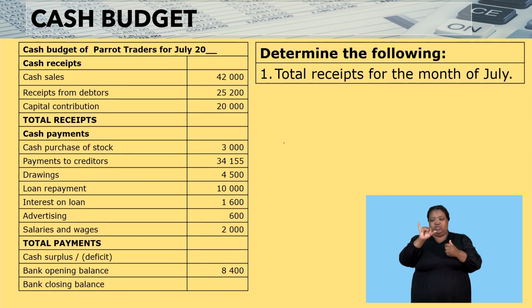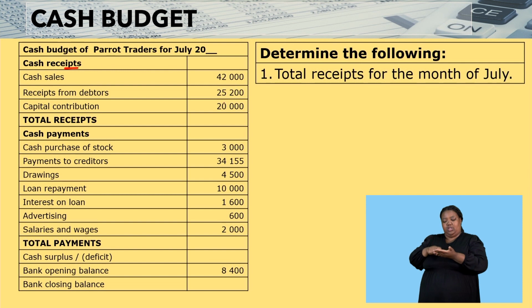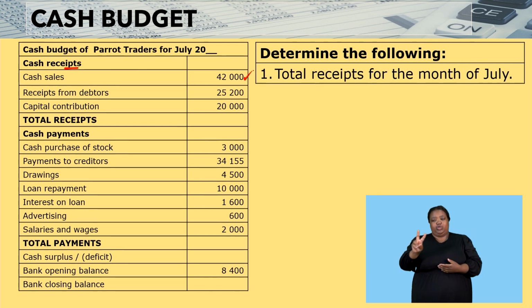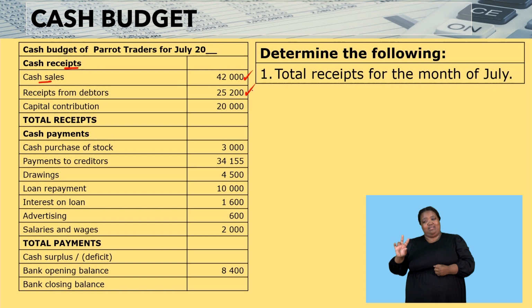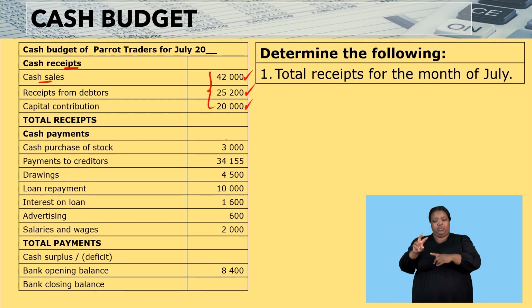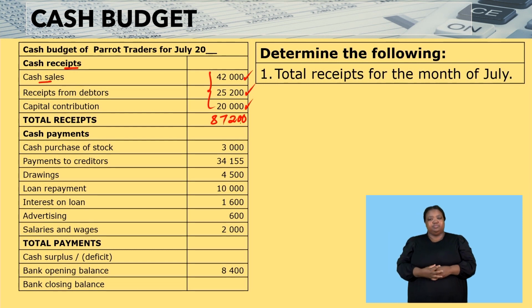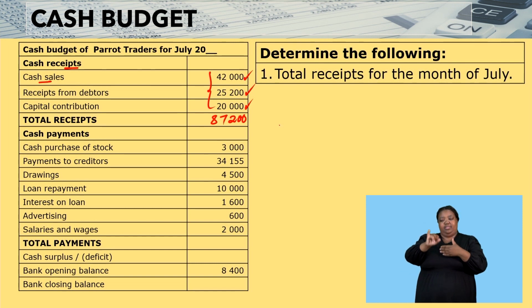To get the total receipts for the month of July, we'll come to our cash receipts here. Make sure you have your calculator close to you. We're going to say 42,000 plus, so the 42,000 is for the cash sales, plus receipts from debtors 25,200, plus capital contribution 20,000. If we add these three amounts, we will then have 87,200. That gives us total receipts for the month of July.